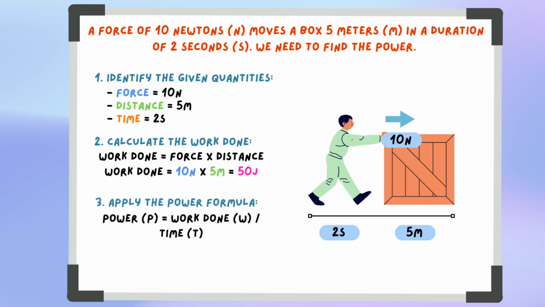Now we can apply the power formula. Power equals work done over time. Therefore, power is equal to 50 joules divided by 2 seconds, giving us 25 watts. By working through these examples, we see how power calculations involve picking relevant quantities and using the correct formula or formulas as needed. Understanding this process helps to solve many practical problems in physics effectively.